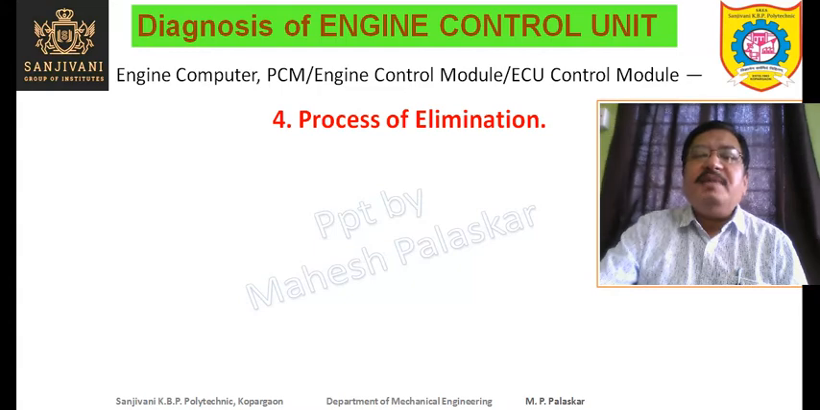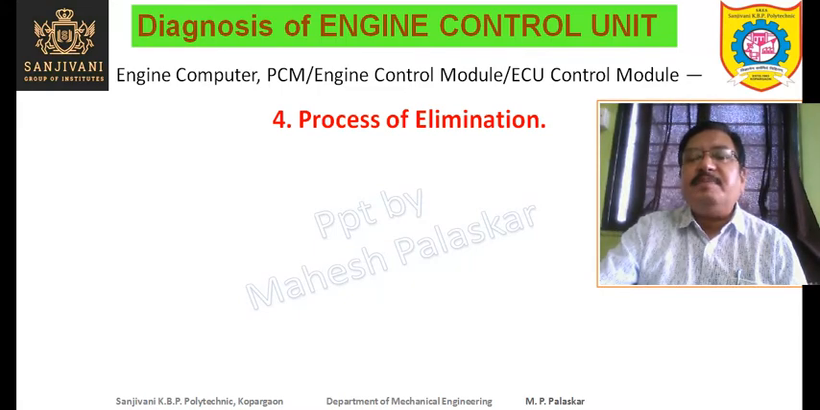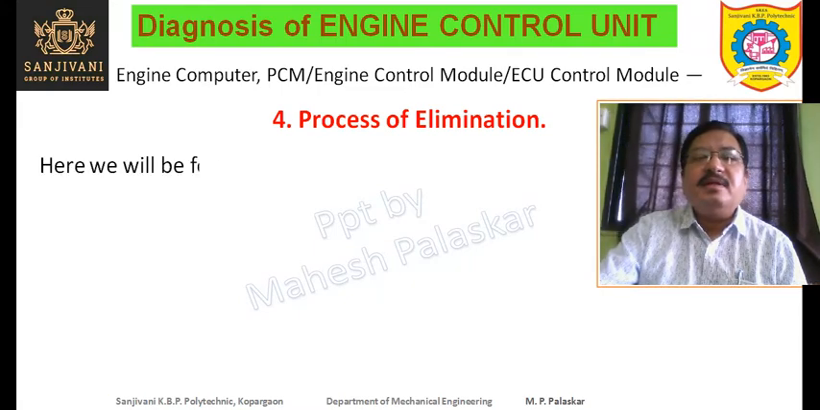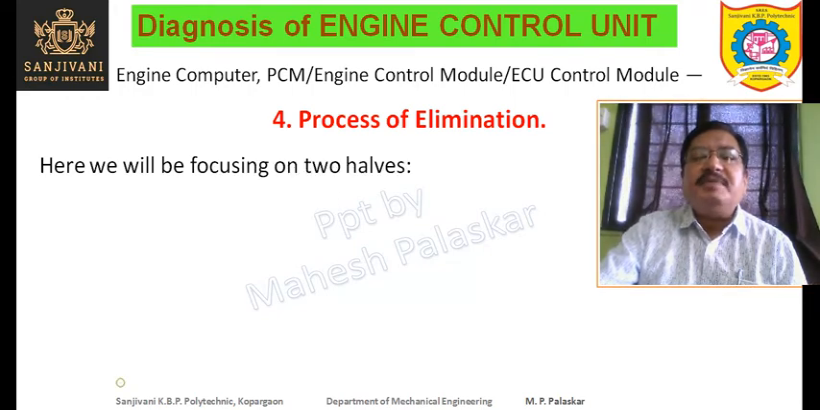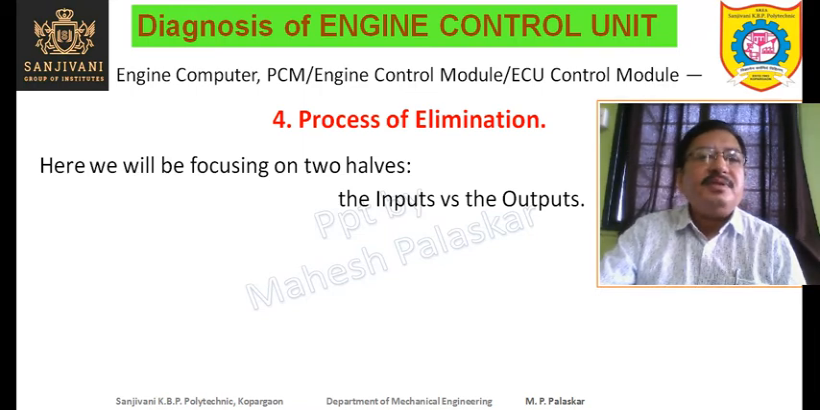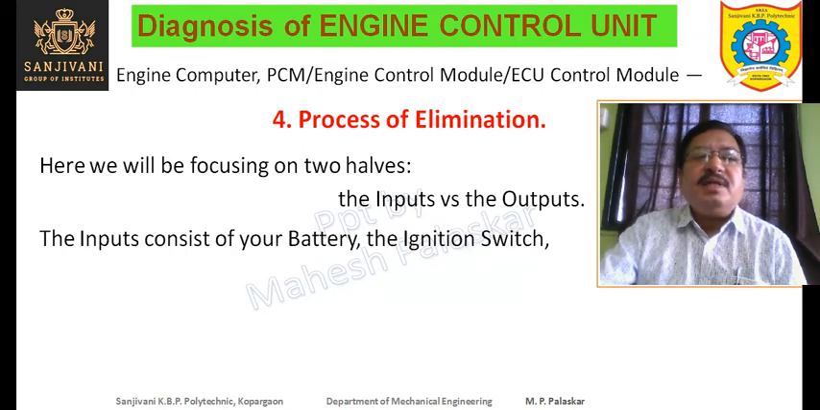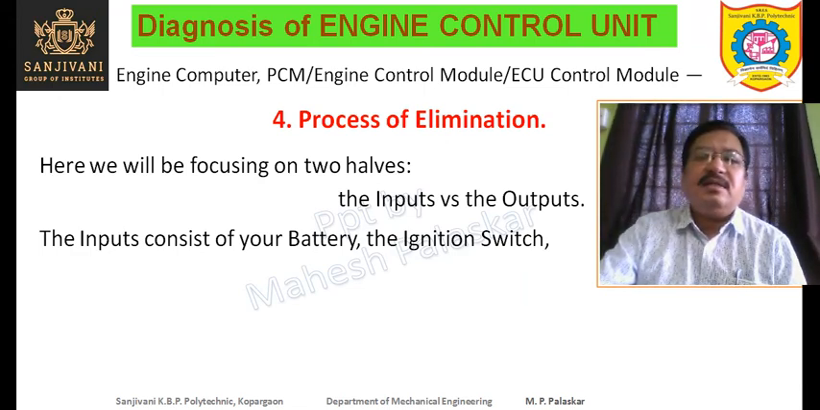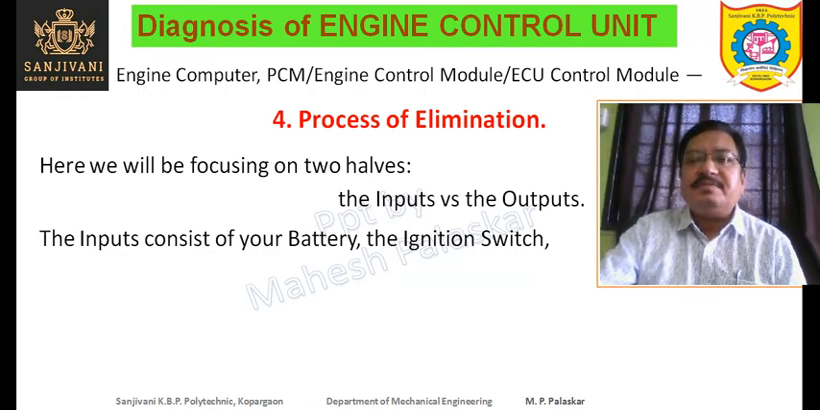So the process of elimination, last step is the process of elimination. Here we will be focusing on two halves, the inputs versus the outputs. We know that the engine control unit is having some inputs and it is also giving some outputs. The inputs consist of your battery. The battery is supplying the current with some voltage to the engine control unit, then only it can work. If the engine control unit is not obtaining the appropriate voltage and current, then it cannot work.